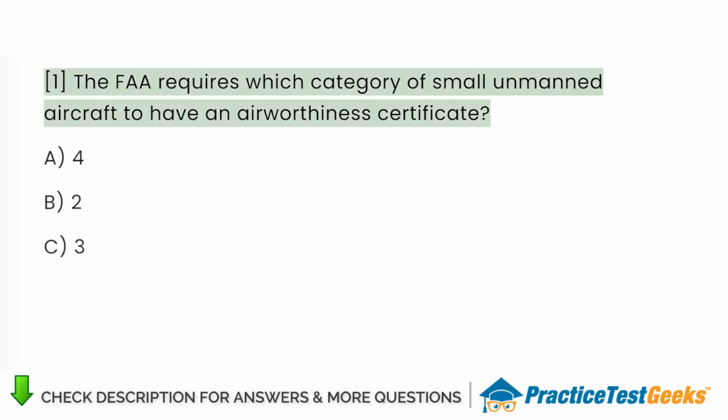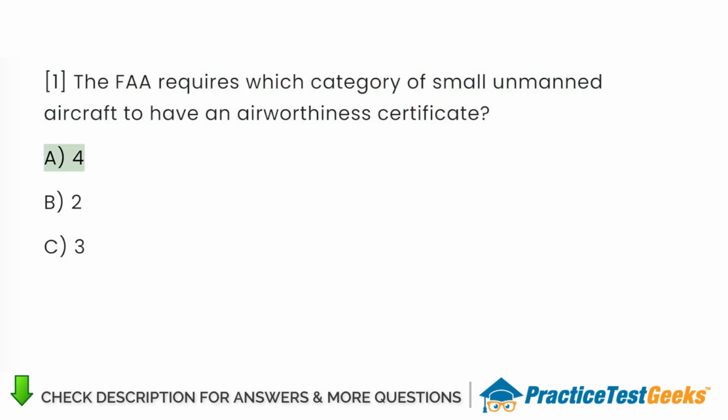The FAA requires which category of small unmanned aircraft to have an airworthiness certificate? A. 4. B. 2. C. 3.